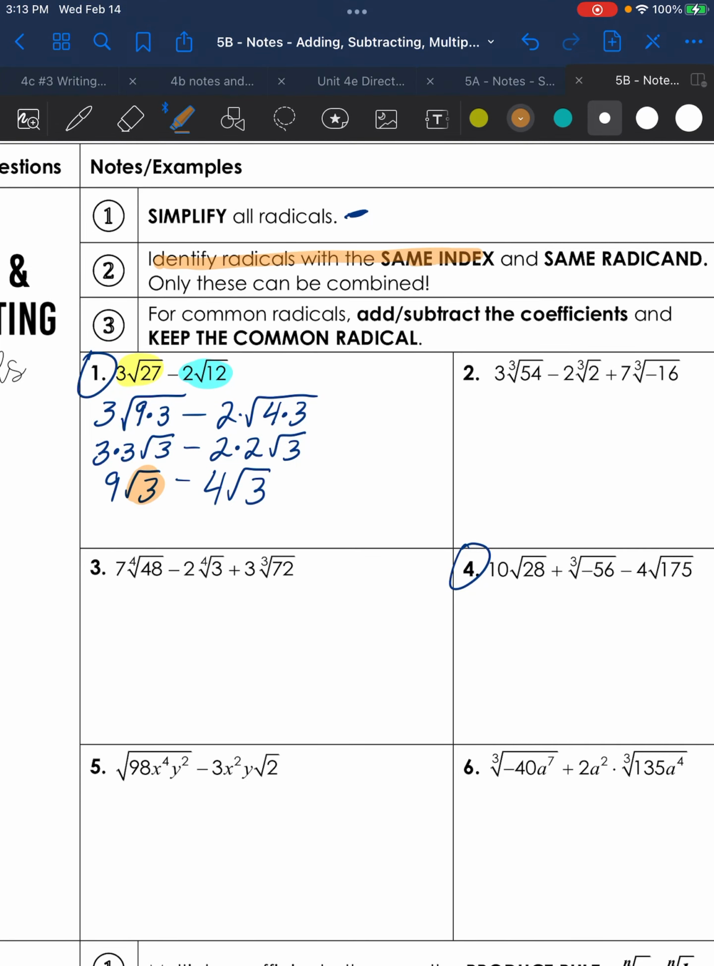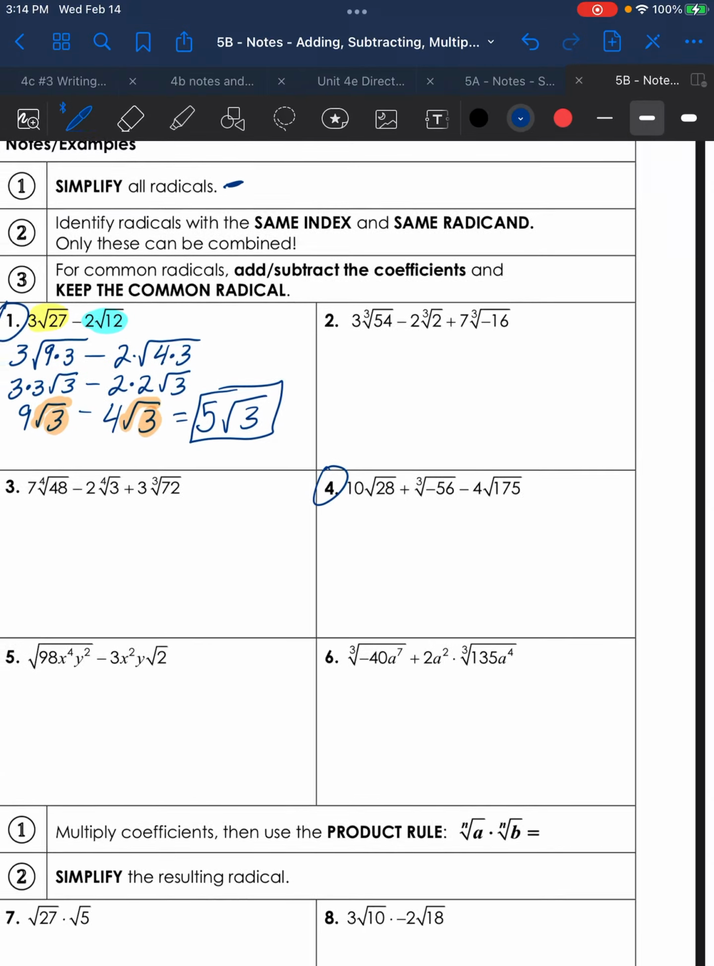Now we got to identify radicals with the same index and the same radicand. So the same index means the square roots are the same. They're both square roots. Good. So if one was a square root, one was a cube root, that would not work. And then radicand means what's underneath the square root. And they're both exactly the same. So I have 9 square roots of 3, and I'm subtracting 4 square roots of 3. So total we have 5 square roots of 3 left. And that's our final answer.